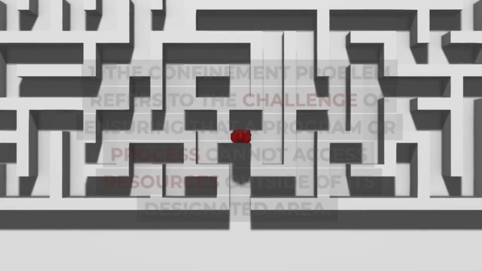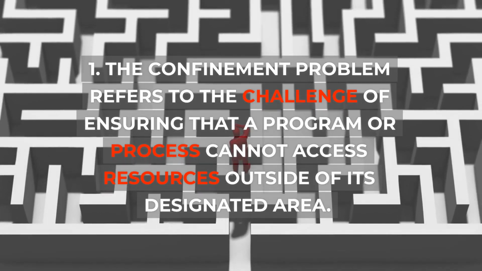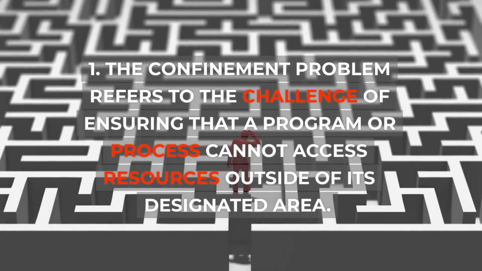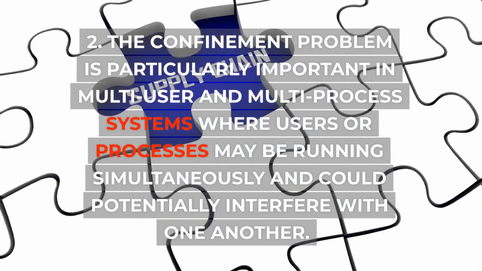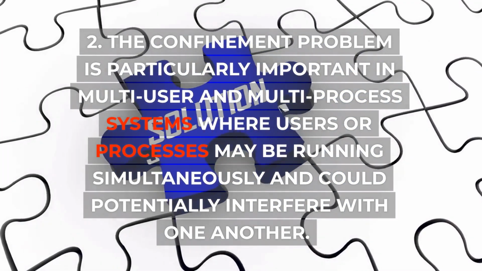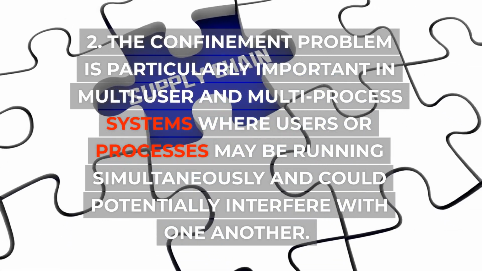Confinement problem. 1. The confinement problem refers to the challenge of ensuring that a program or process cannot access resources outside of its designated area. 2. The confinement problem is particularly important in multi-user and multi-process systems where users or processes may be running simultaneously and could potentially interfere with one another.